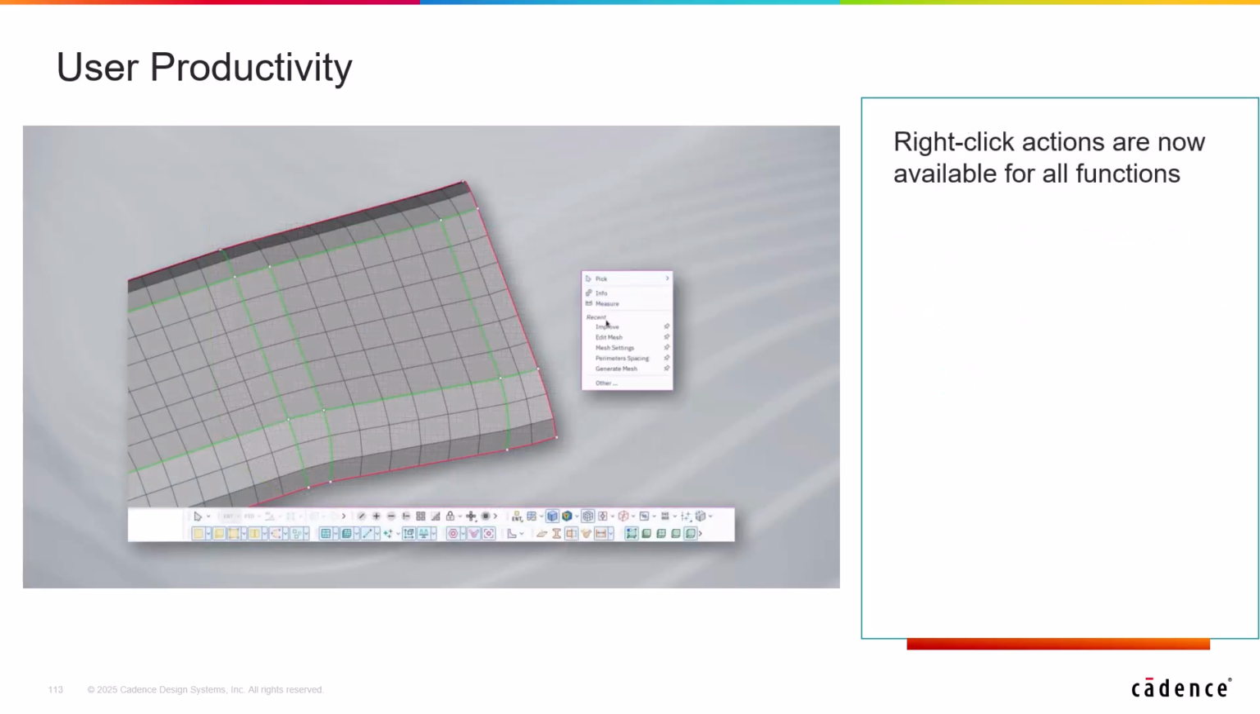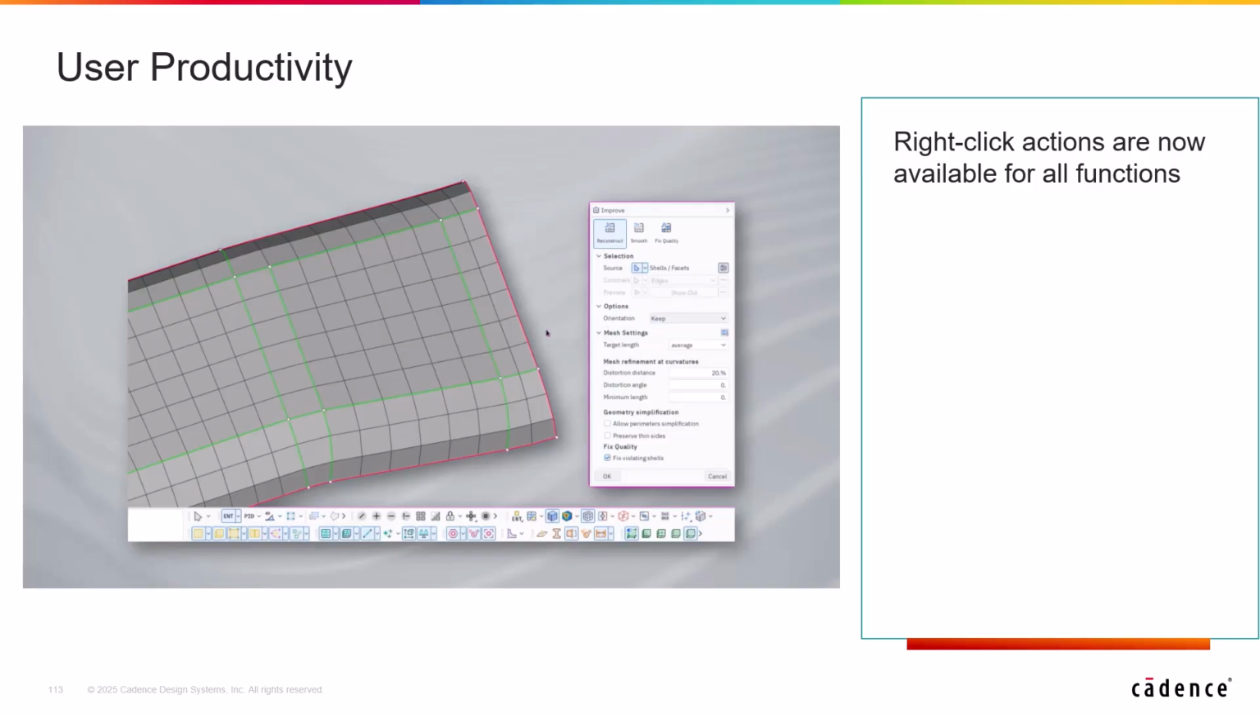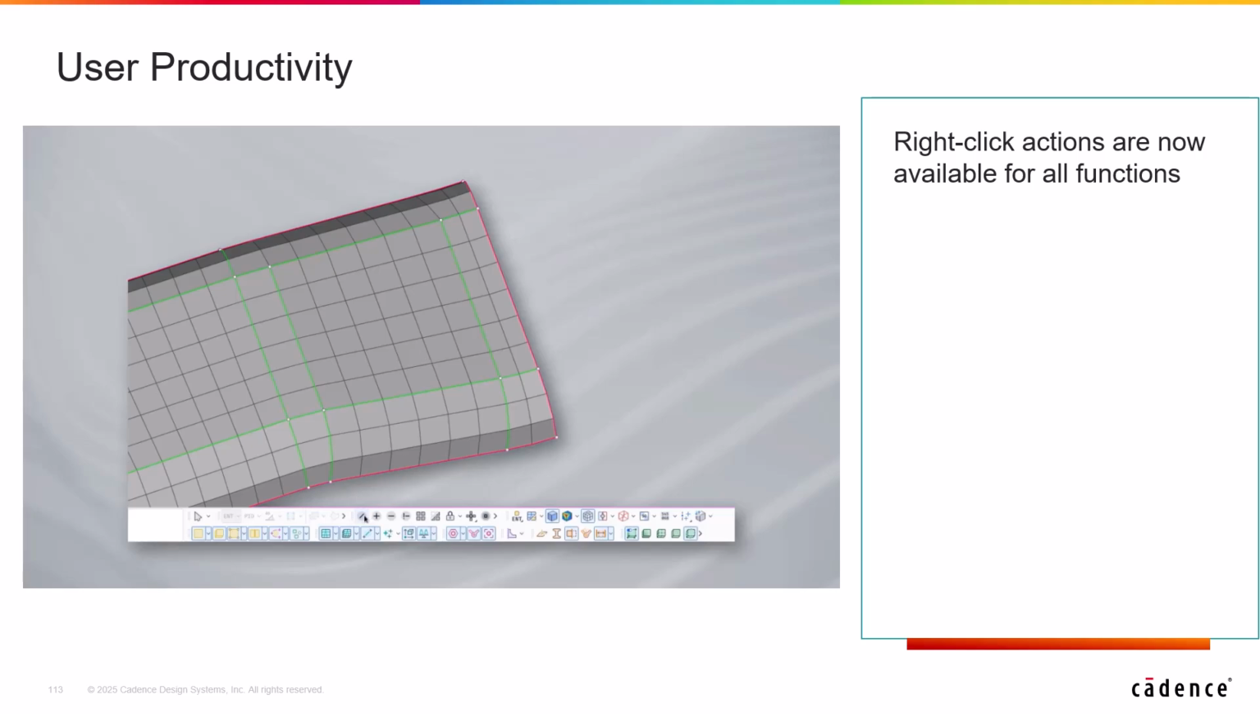Moving on, right-click actions are now available for all functions, depending on the selected entity. By right-clicking in the graphical area, a contextual menu appears, providing quick access to relevant functions as well as a list of recently used ones.